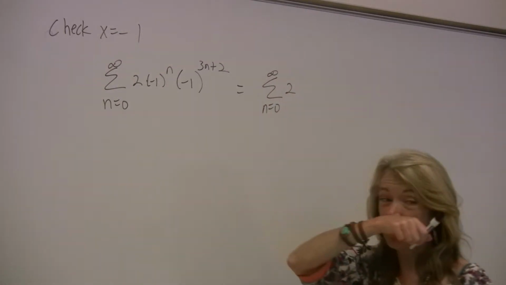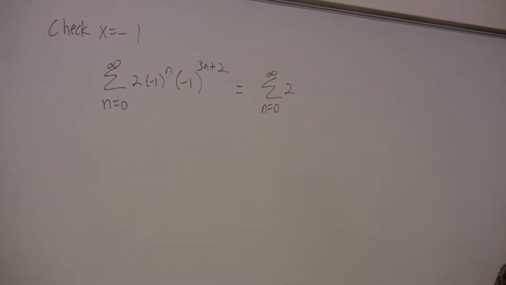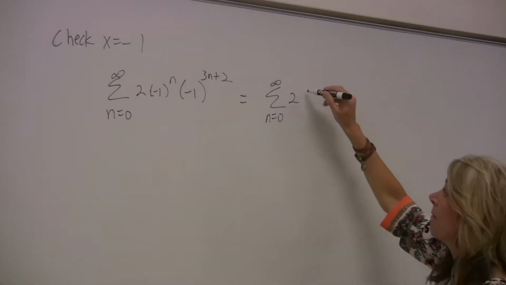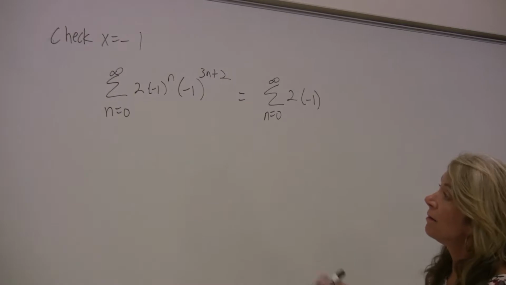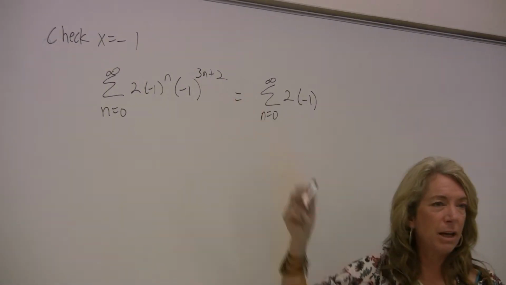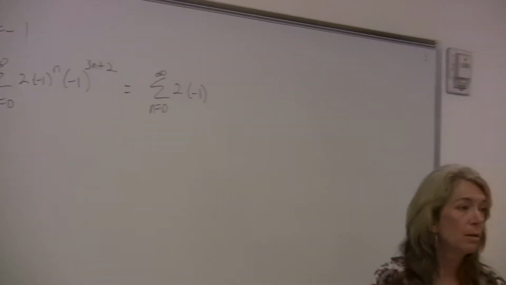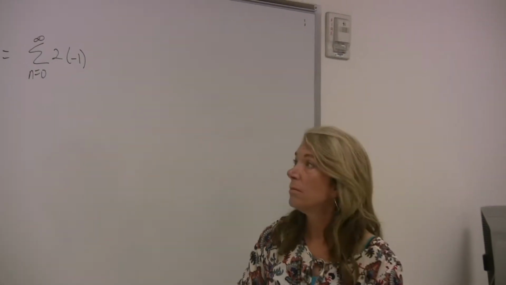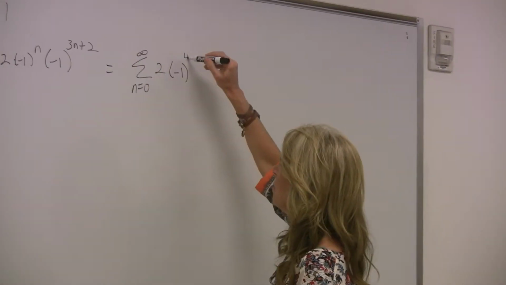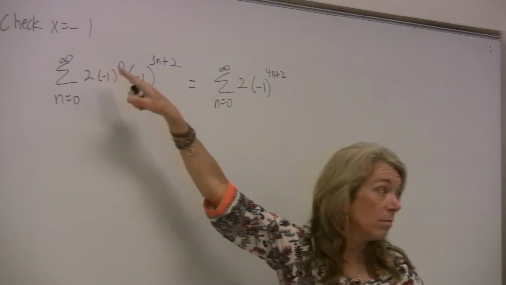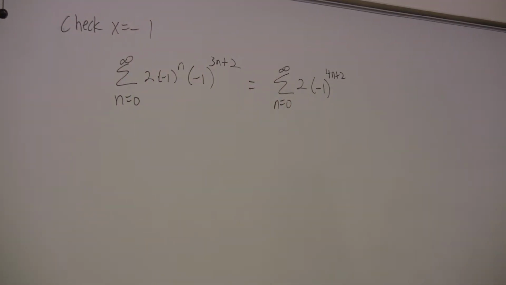How many -1s do I have now? How many? None? Well, you're a step ahead of me maybe. I have n and another 3n plus 2 over here. So what do we do with exponents in this case? We add them. So that's 4n plus 2.